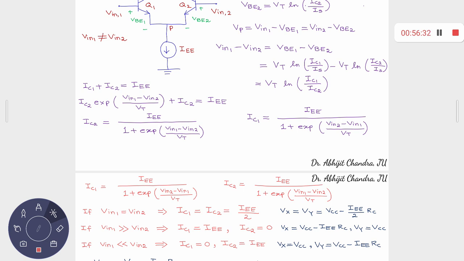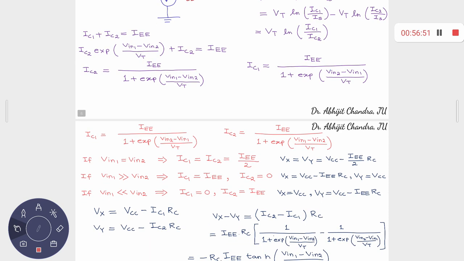Here you have V1 minus V2. Here you have V2 minus V1. You can verify it. If you add them together, that will give you IE. If V0 equal to V2, this expression evaluates to 1, this expression evaluates to 1, this expression evaluates to 1. So both IC1 and IC2 are equal to IE by 2, and Vx equal to Vy is equal to VCC minus IE by 2 into RC. We have already verified this one.